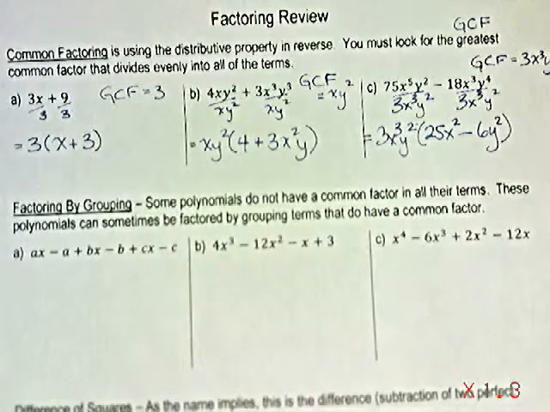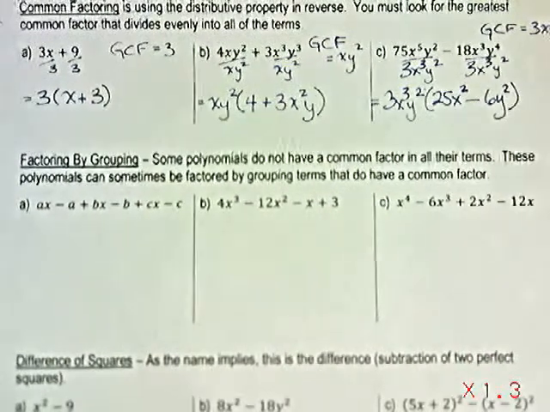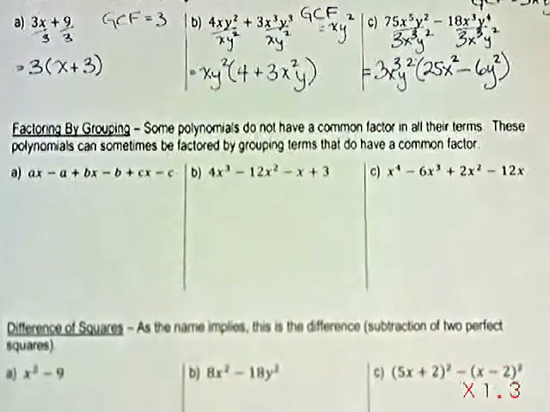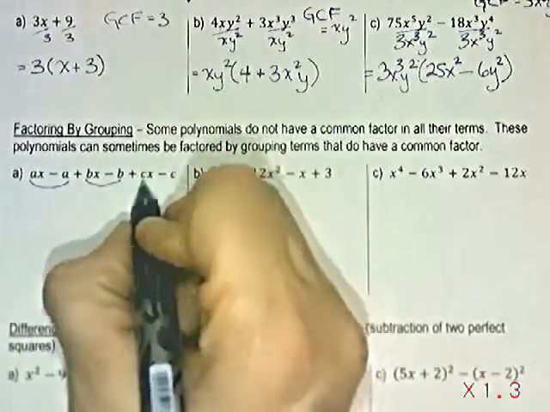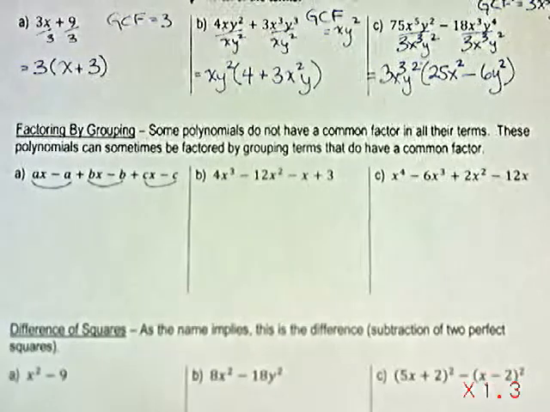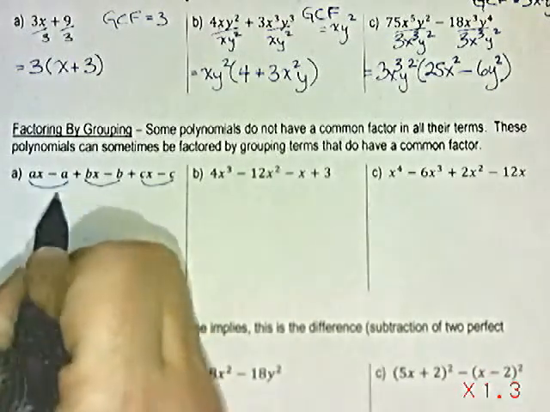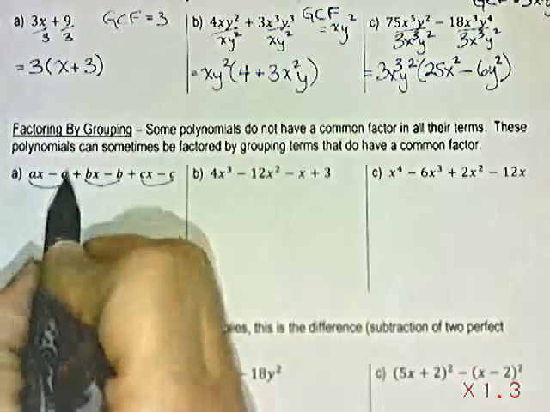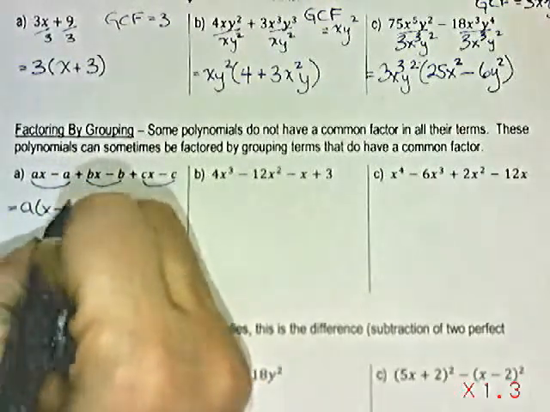Factoring by grouping, just as it says, some polynomials do not have a common factor for every one of their terms. These polynomials can sometimes be factored by grouping the terms that do have a common factor. And so the theme that happens here is we decide what terms to cluster together that would allow me to common factor something out of just those two terms. And here I could common factor an A out of each of them.